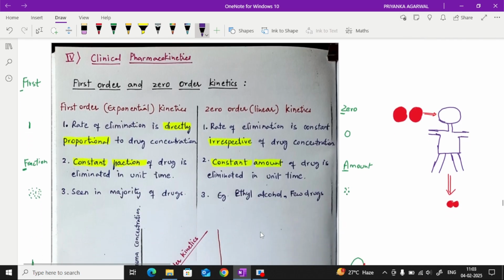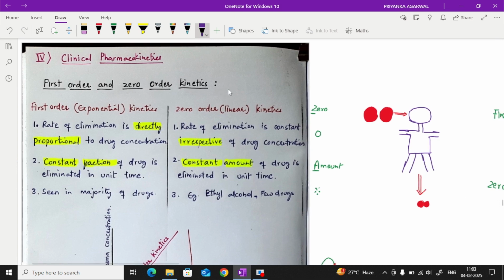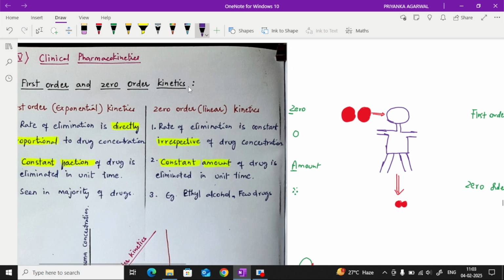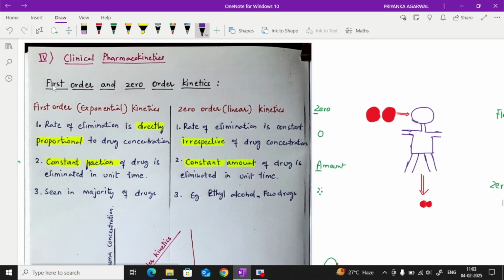Coming to our first question, first order and zero order kinetics. What does this kinetics help us to understand? What is the meaning of this? This first order and zero order kinetics help us to understand how much of the drug is given to the body and how much of the drug will be removed out of it. So the relationship between the drug given and the drug removed is what we understand by first order and zero order kinetics. Let's go to each one now.